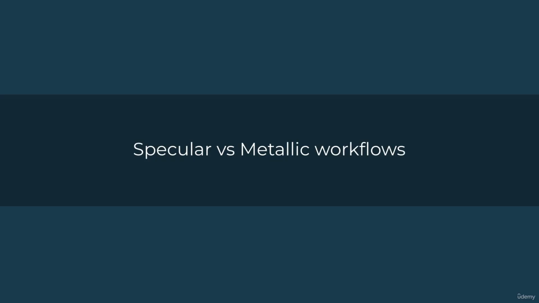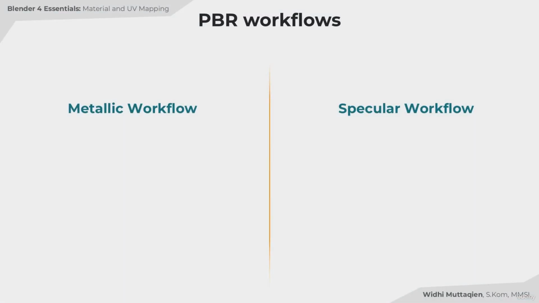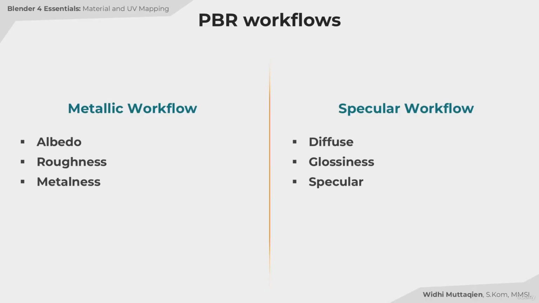At the beginning of the PBR adoption, there were two different approaches for composing PBR textures, the metallic workflow and the specular workflow. The metallic workflow uses a combination of albedo, roughness, and metallic textures to define a material, while the specular workflow uses diffuse, glossiness, and specular textures to define a material. Both workflows have pros and cons. Years ago, people liked to debate which one was better. But as time goes by, more and more artists and studios prefer the metallic workflow and abandon the specular workflow.